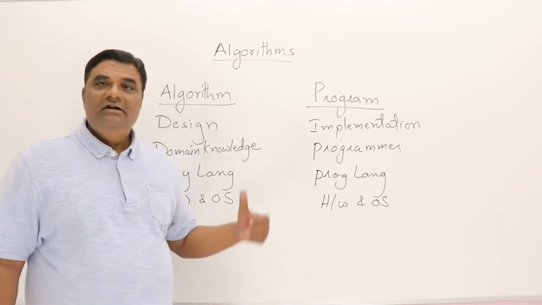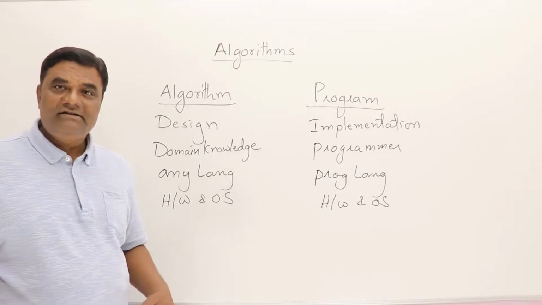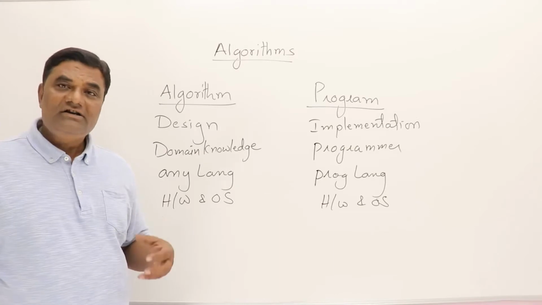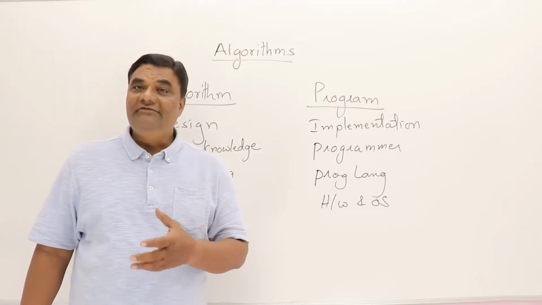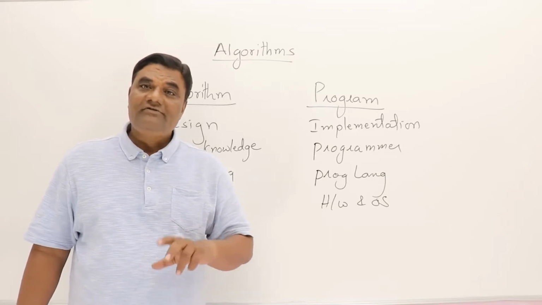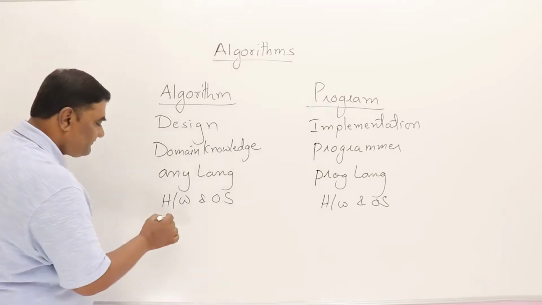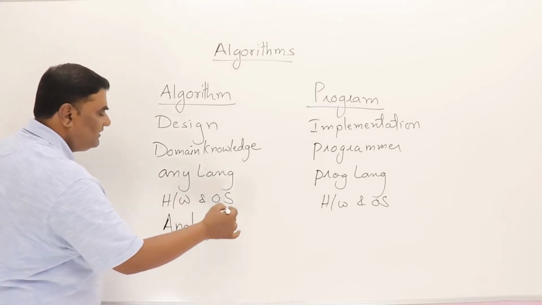The next, after writing an algorithm, we analyze the algorithm. That means we study the algorithm to find out whether we are achieving the results perfectly or not, and whether our algorithm is efficient or not in terms of time and space. We will see what is meant by analysis. So we analyze an algorithm.